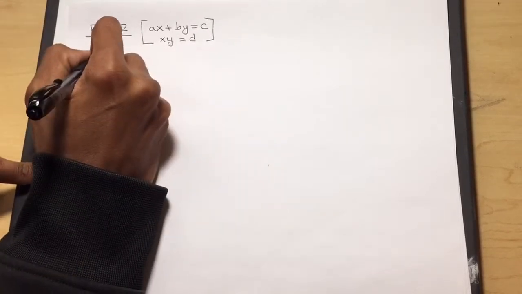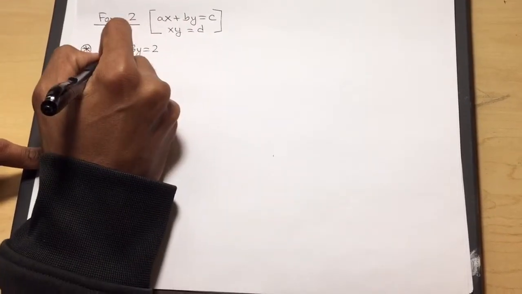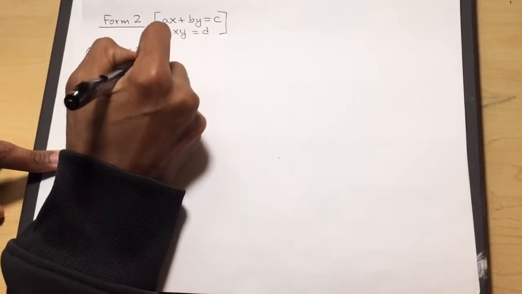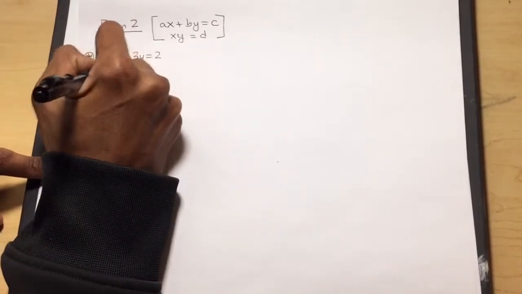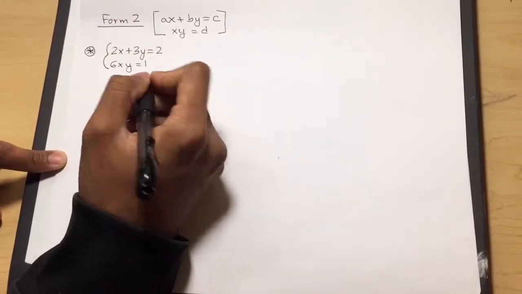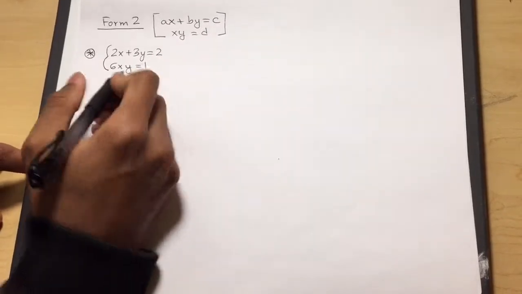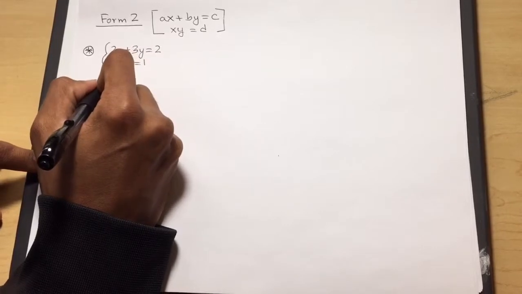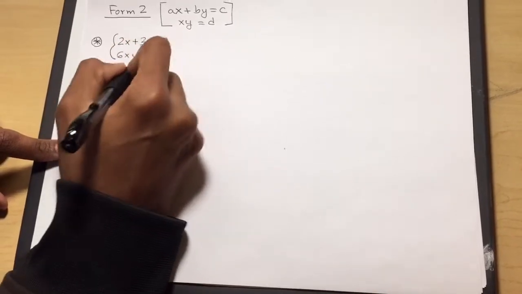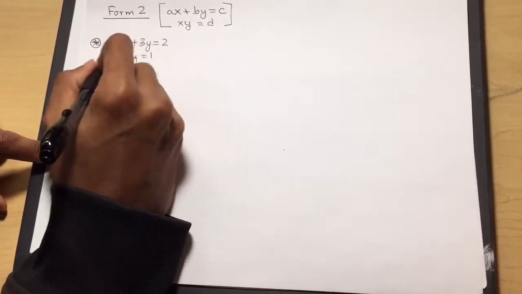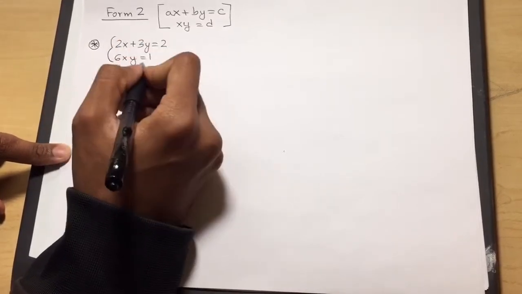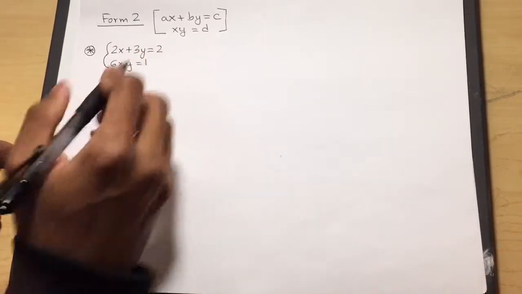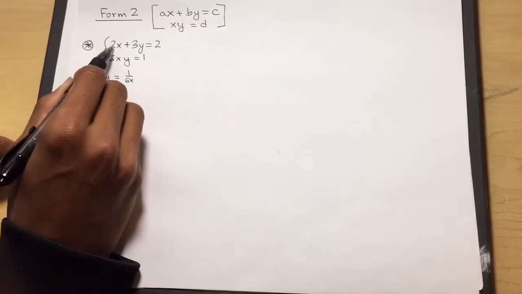Let's say we have, for the first equation, 2x plus 3y equals 2. And we have, let's say, 6xy equals 1. That's my problem. Those are my equations. Alright, so the first thing I'm going to do is solve for y. So let's take this equation. So y equals 1 over 6x. I'm dividing by 6x from both sides. So that's y.